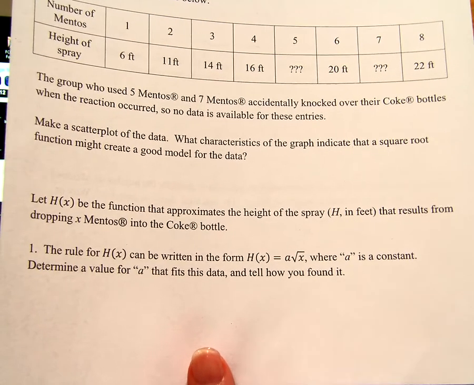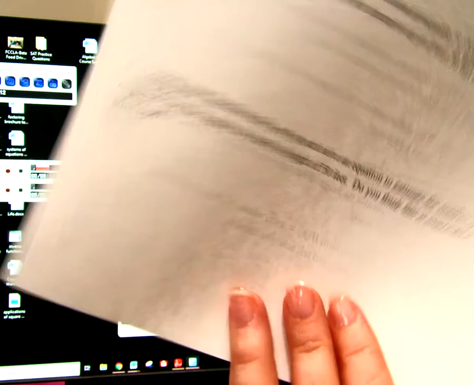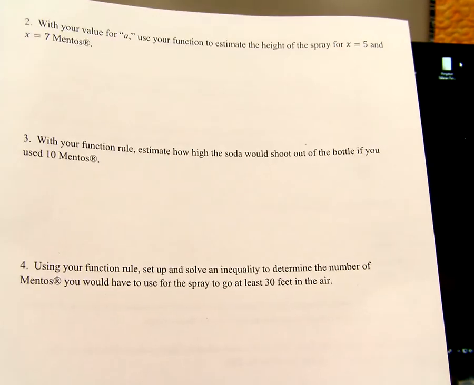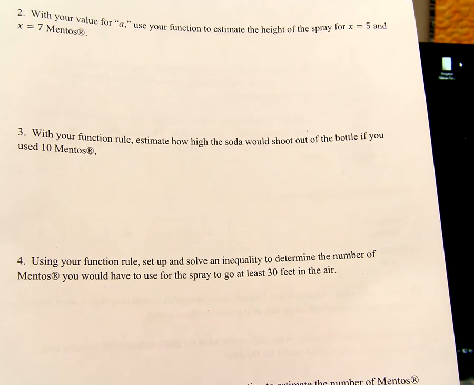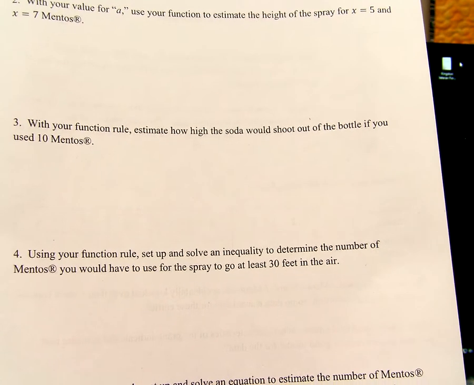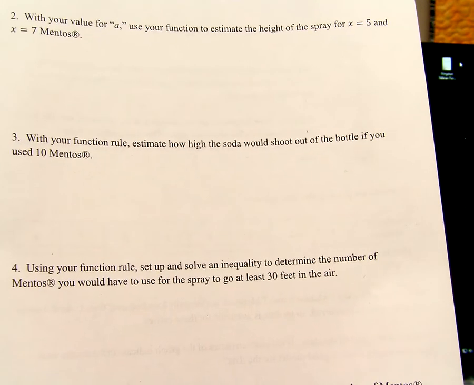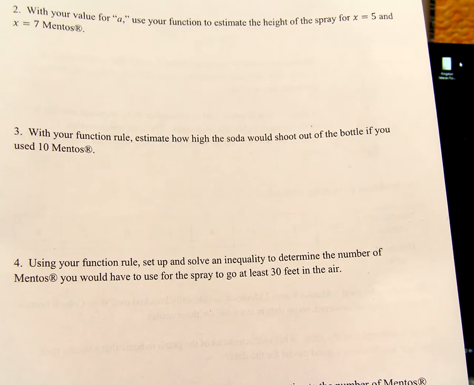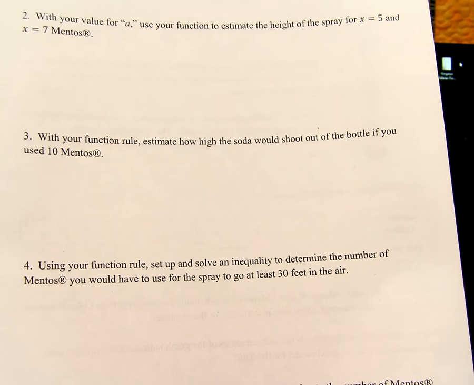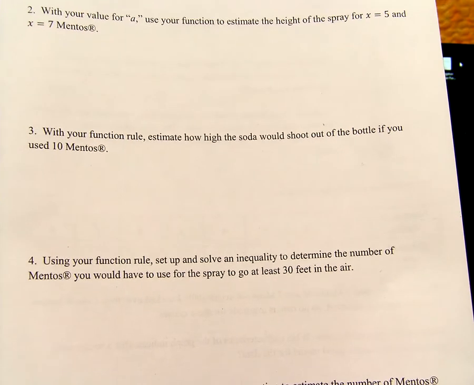Then, when we look at number 2, what are you trying to find? The x is 5 and x is 7. So what value are you looking for if you already know x? You're looking for y. Or in this case, h of x, right? Because it gave it to us as a function. H of x is what you're looking for. So you're looking for the height.